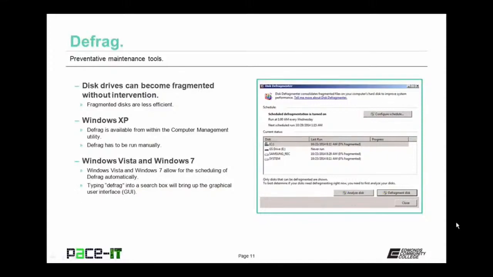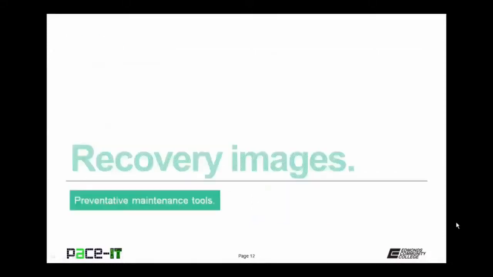In Windows XP, defrag is available from within computer management, and it has to be run manually. Starting with Windows Vista and on to Windows 7, defrag can be scheduled to run automatically. Typing defrag into a search box will bring up the GUI, the graphic user interface, so that you can schedule the defragmentation process on a regular basis.